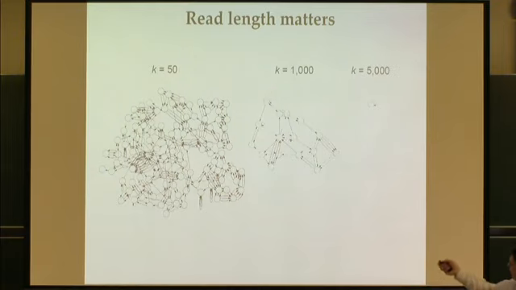At 1,000, you have a bit of a mess. If you like puzzles, you can probably sort out exactly what the genome is from this, right? At 5,000, there's no ambiguity. You have the genome right there, right? So there's a clear indication: the longer the reads, the easier the problem becomes.